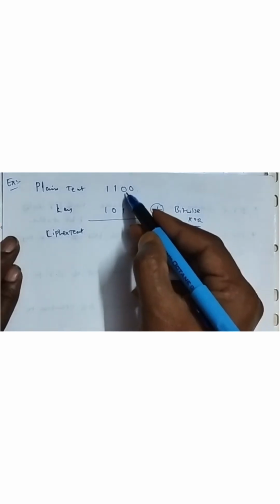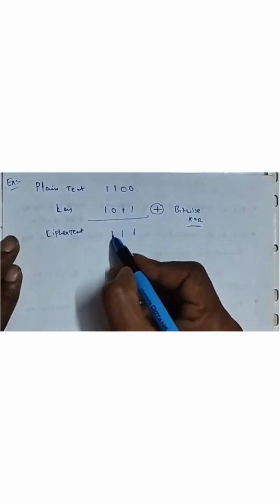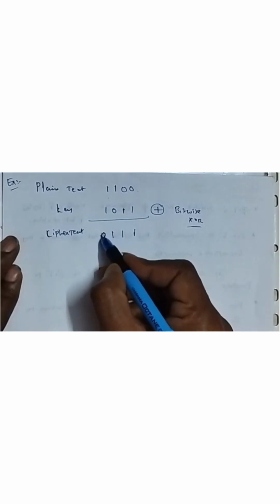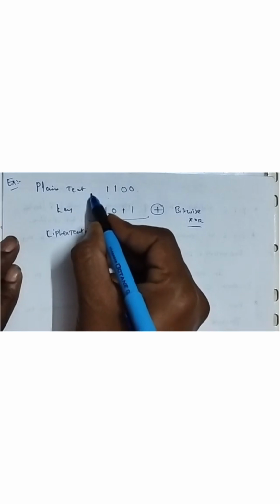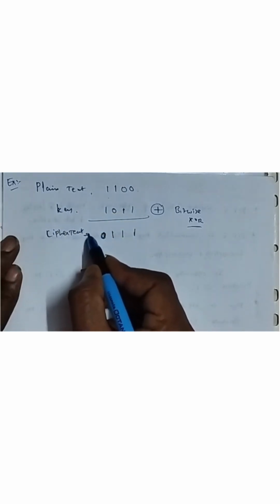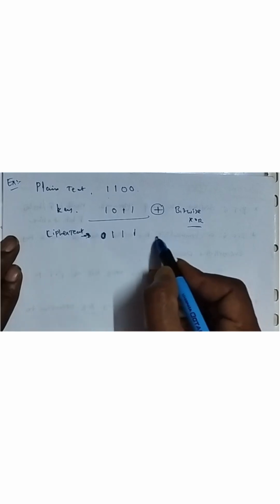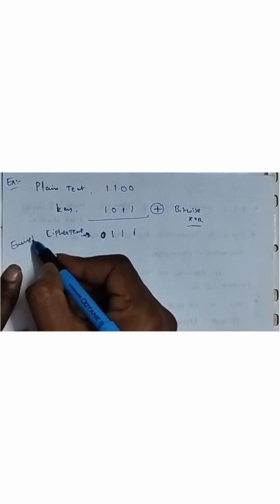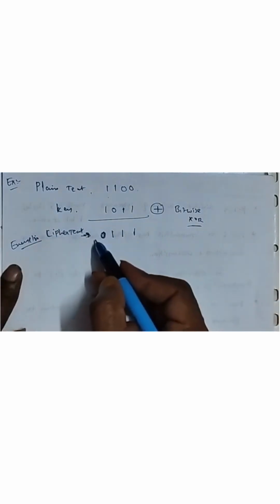1. And here also both are different, so the value is 1. Here both are different, the value is 1. And here both values are 0, so the result is 0. So this is the plain text, and with the help of the key we are creating the ciphertext. This is the encryption.